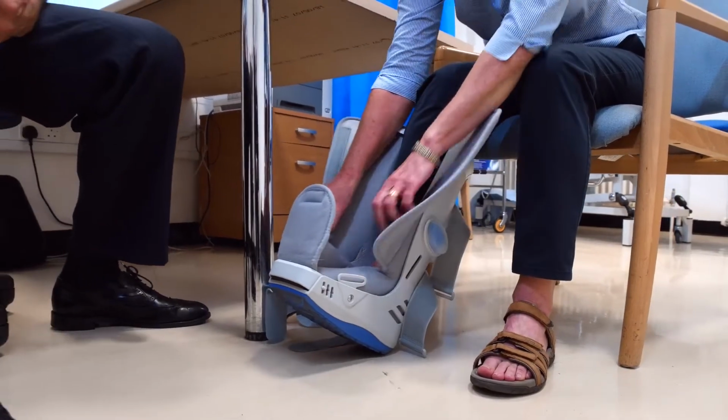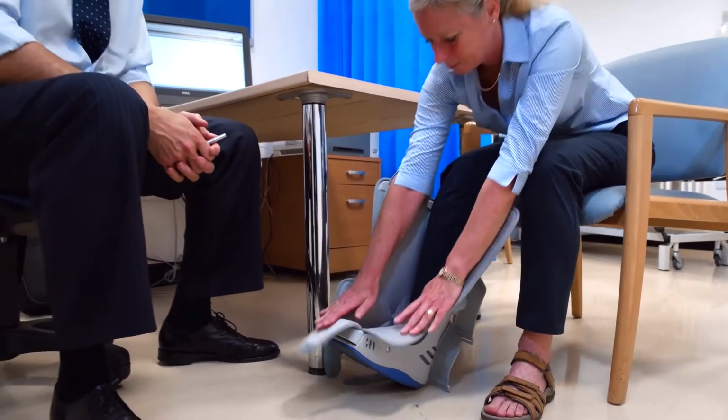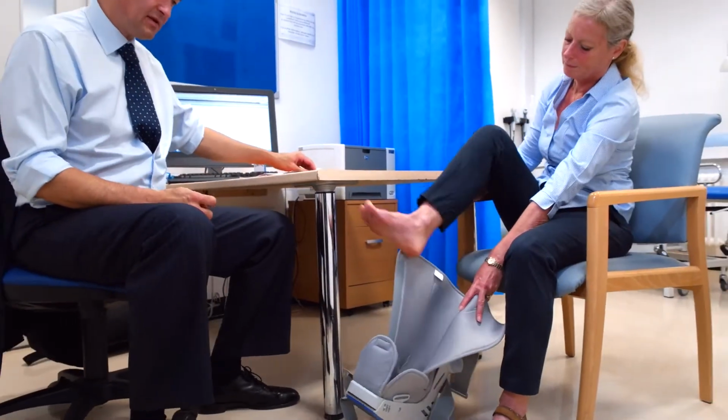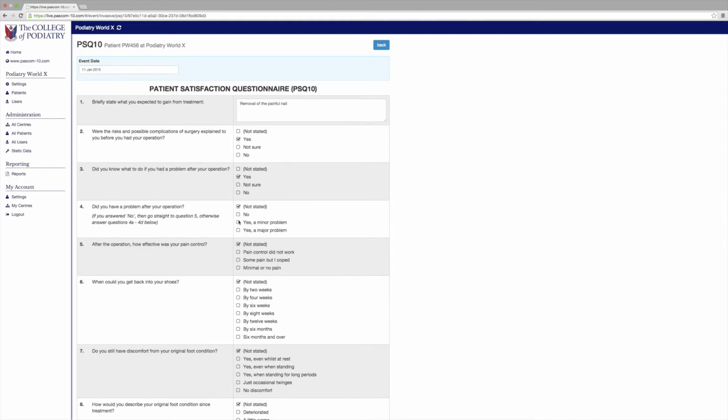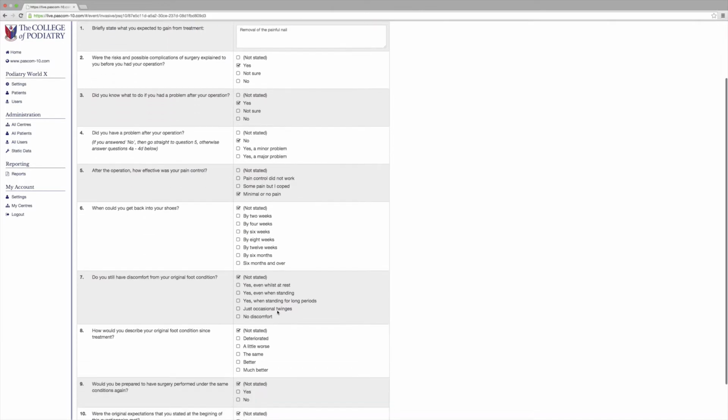Following your operation, you will have a number of review appointments with members of the podiatric surgery team. You may be asked to complete a post-operative questionnaire about your surgery, and this forms part of the auditing process within podiatric surgery.